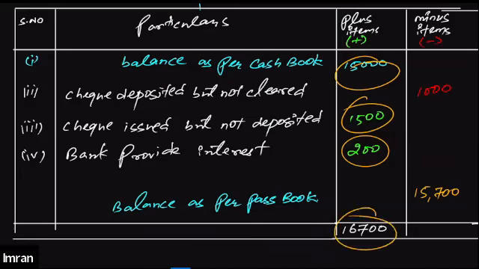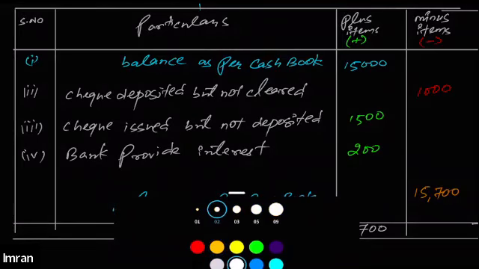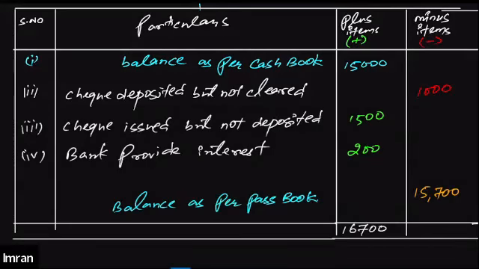You understand that we will add these values: 15,000 plus 1,500 plus 200, and after adding this, we will get 16,700. Out of this, we will be subtracting 1,000, and whatever value is left will be called the balance as per passbook. And now at the end, we will also total the minus side. After totaling the minus side, you will notice that we are getting the same value, 16,700.